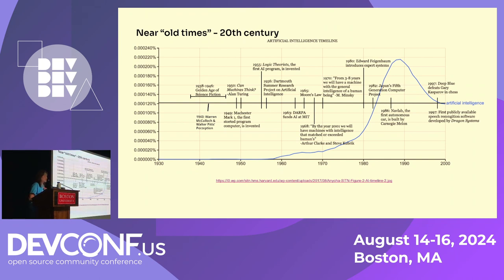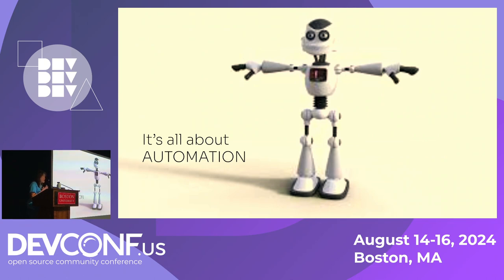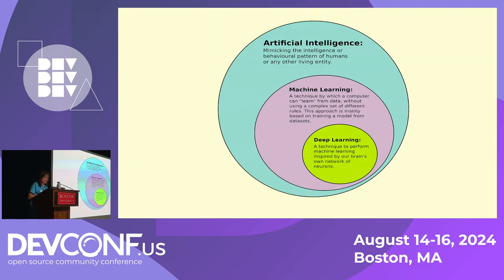So I found it interesting because I worked at IBM before. So, okay, this is a bit of history that's building up to where we are. But if you think about AI, all it's about is that we want machines to do more work for us. At the heart of it is the automation that we're striving for.